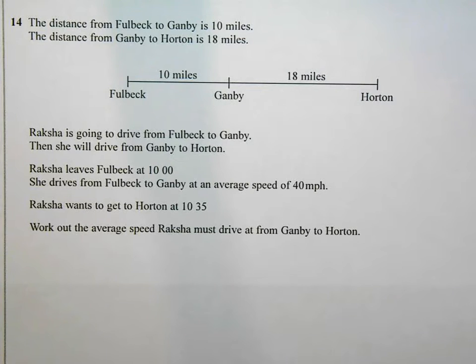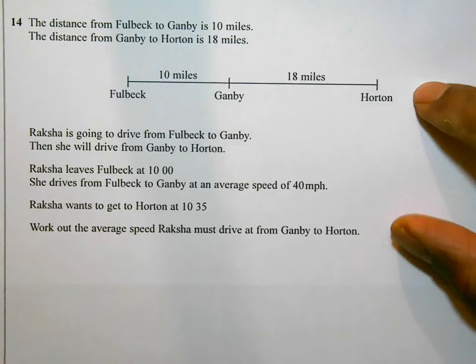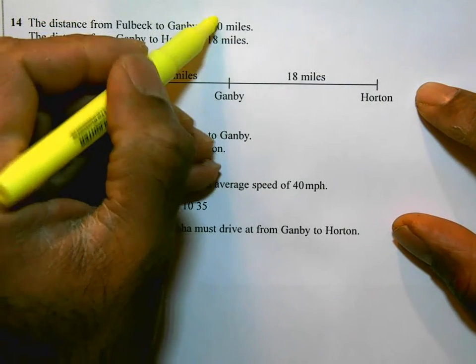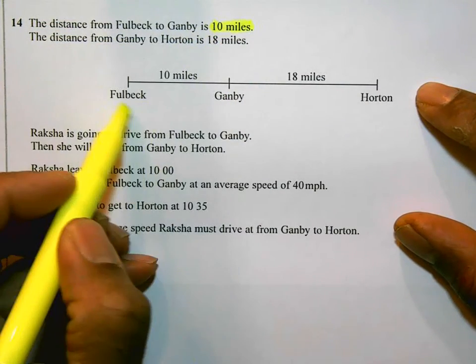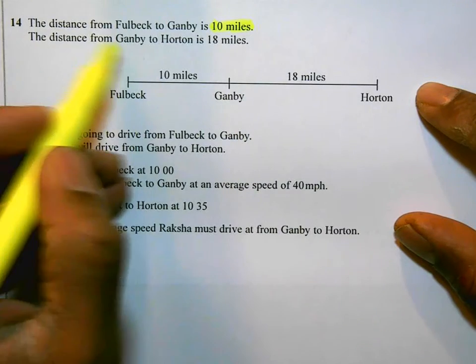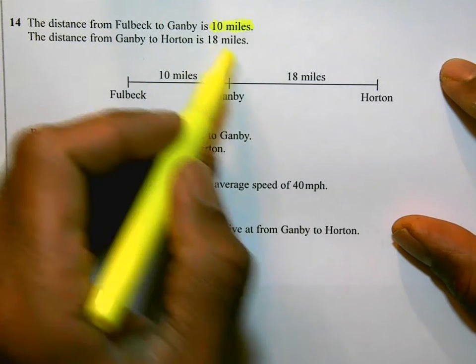This is question number 14 on the June 2015 non-calculator paper. Okay, the question starts off by saying the distance from Fullbeck to Ganby is 10 miles. So we have that on the diagram there. The distance from Ganby to Hawthorne is 18 miles, and we've got that there as well.